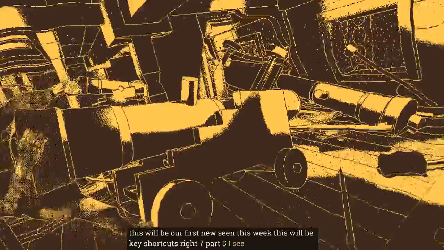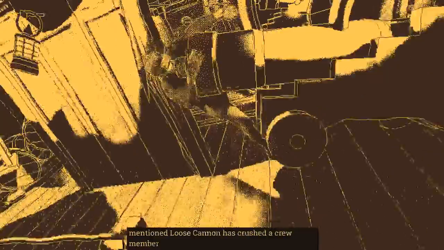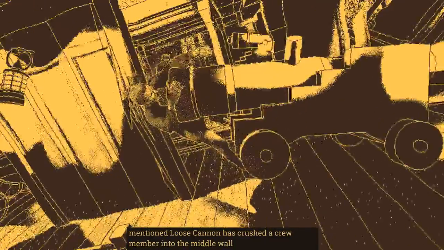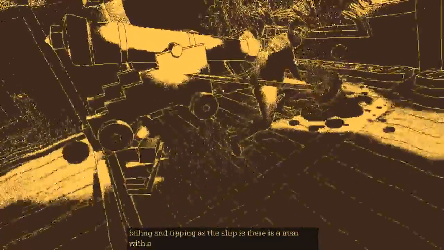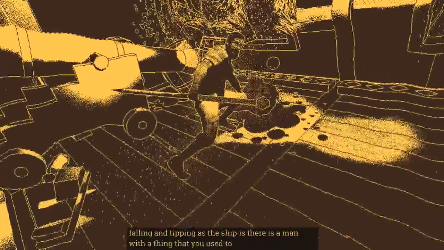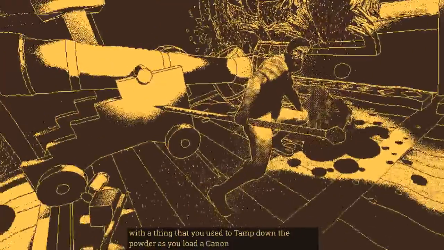And so we see that this aforementioned loose cannon has crushed a crew member into the middle wall of this deck. Behind him, farther towards the stern of the ship, is an officer clambering over crates and chests that are falling and tipping as the ship is. There is a man with the thing that you use to tamp down the powder as you load a cannon, who is looking back towards them in shock. He is standing over a body on the floor.